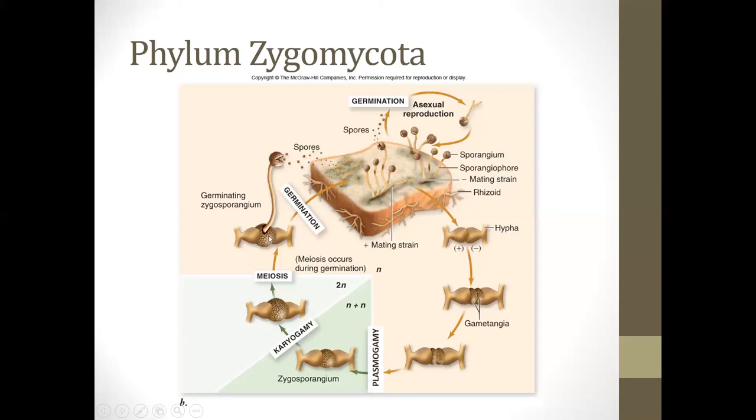The zygospore is then going to germinate out of the zygosporangium. Remember, the zygosporangium is N plus N. Well, this germination is actually going to be 2N since it's growing from the zygospore. And all it is doing is growing a stalk that has a sporangium on top to release spores to allow new spores to infect new bread somewhere else.